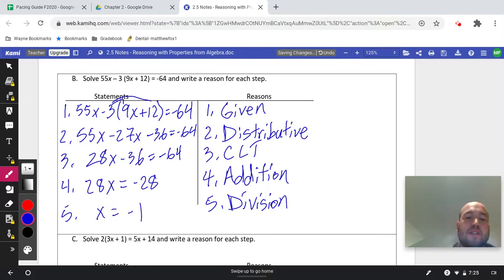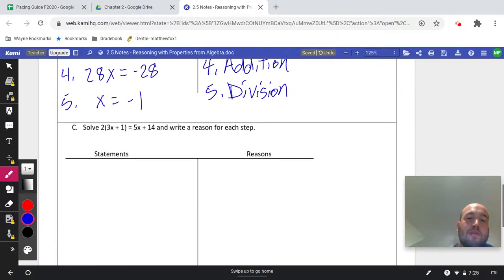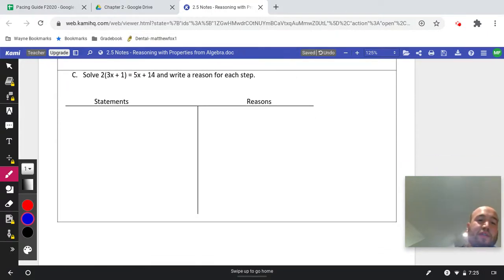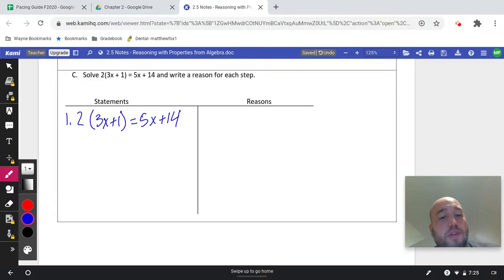All right, so now our final one. Got one more I want to do on this video. And if we write, we always start with our first one. So 2(3x plus 1) equals 5x plus 14. And if you're doing this on your own, I encourage you to pause the video and see what you can do on your own. Okay? Now, step 1. Always are given.